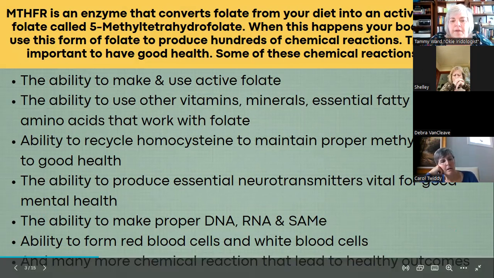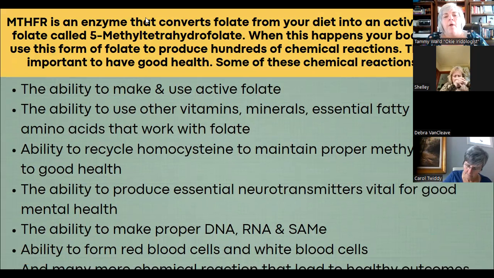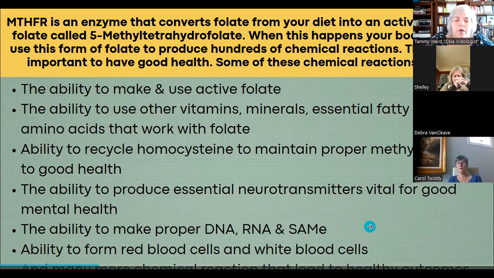It also has the ability to make proper DNA, RNA, and SAMe. And with the current events that have happened, those that have taken the jab and they have MTHFR, you can guarantee there's bigger problems going on.